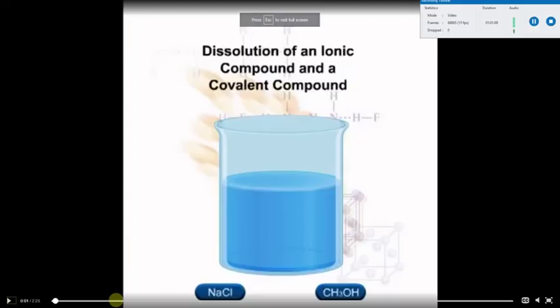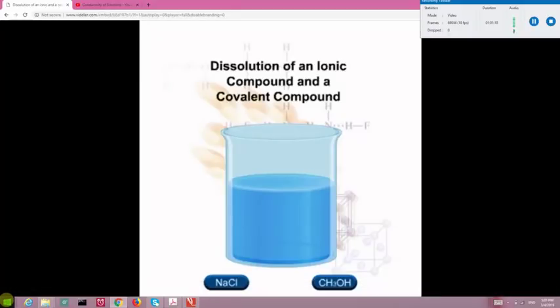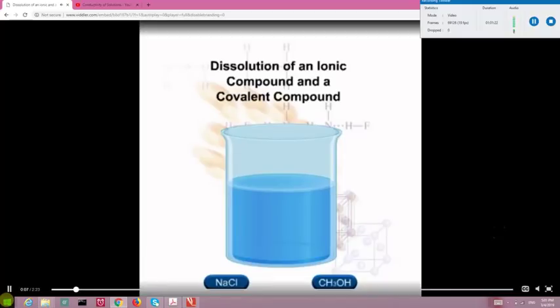All right, so this is supposed to be a simulation, but it's actually just a video. It looks like a simulation, but it's actually a video. I can't find the original source of this, so we're just going to watch somebody else have fun with the simulation. All right, so what we're going to show here is dissolving two substances in water.